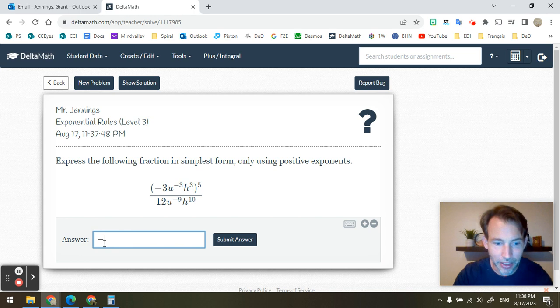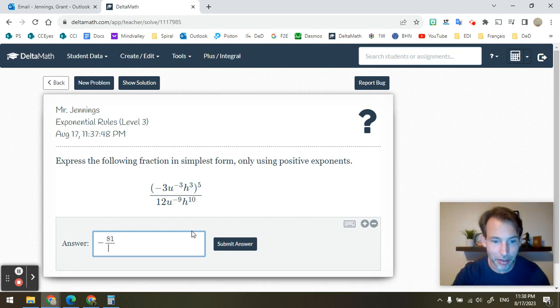Why is that still negative? Well, it's still negative because negative 3 multiplied by itself 5 times, that's 5 multiplications of a negative. And it would go negative, positive, negative, positive, negative. It's like hitting a light switch 5 times. So it will be in the off position. Okay, and now u to the negative 3 raised to the power 5 is u to the negative 15, divided by negative 9 is going to leave us negative 6. So it's going to be u to the 6 on the bottom.